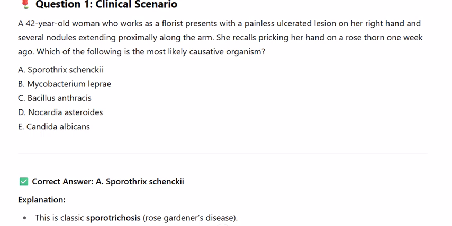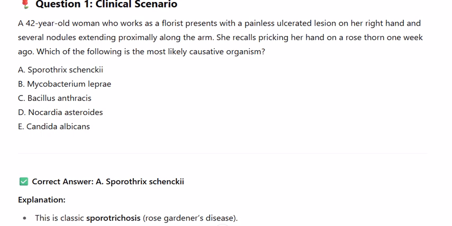Question 1. Clinical scenario. A 42-year-old woman who works as a florist presents with a painless ulcerated lesion on her right hand and several nodules extending proximally along the arm. She recalls pricking her hand on a rose thorn 1 week ago. Which of the following is the most likely causative organism?